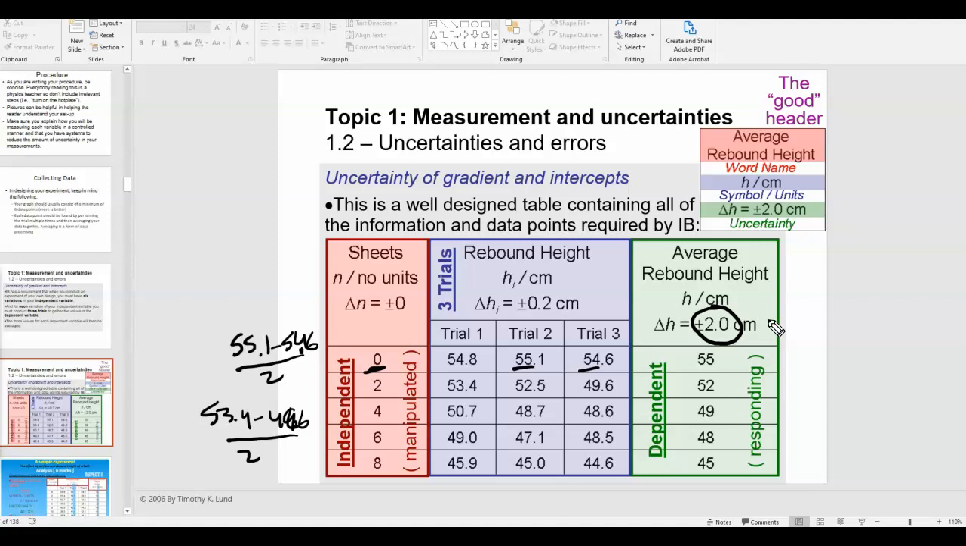I also want to point out that they made a mistake here because this uncertainty should only have one sig fig, first of all. And second of all, they have one decimal place here, but there's no decimal places in these average values. And so really it should probably be plus or minus 2 centimeters, not 2.0, because otherwise it's got too many sig figs and the number of decimal places doesn't match. Okay, so pause it there, rewind if you have to, make sure you understand how that's supposed to be formatted.